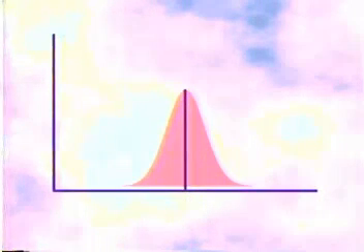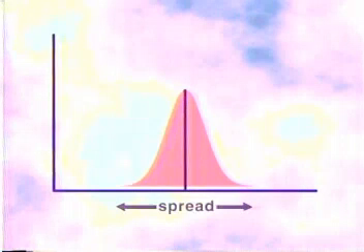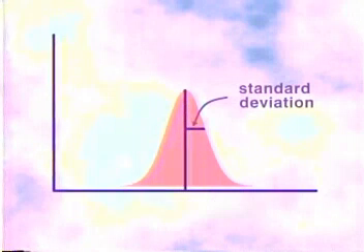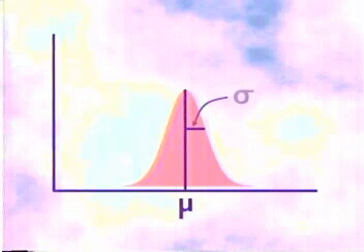Now, what about the spread of normal curves? Since normal curves are exactly symmetric, the standard deviation is the perfect way to describe their spread. In fact, normal curves have the unusual property that they are completely described by just two numbers, the mean, mu, and the standard deviation. The standard deviation of a normal curve is written as the Greek letter sigma, again because it describes an ideal distribution rather than a specific set of data.